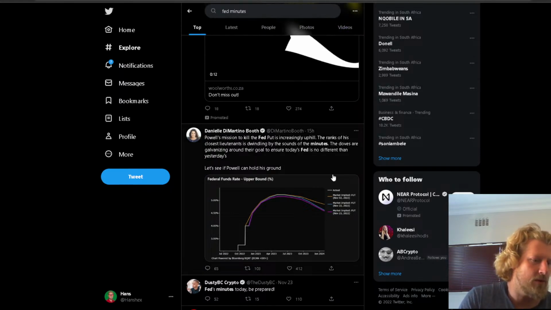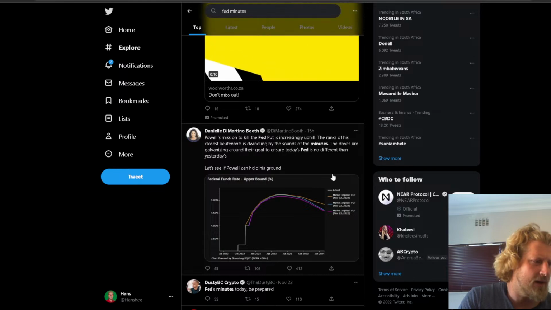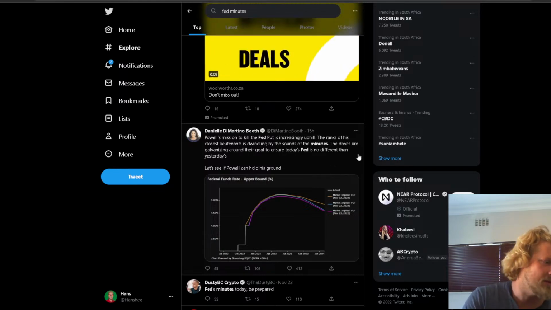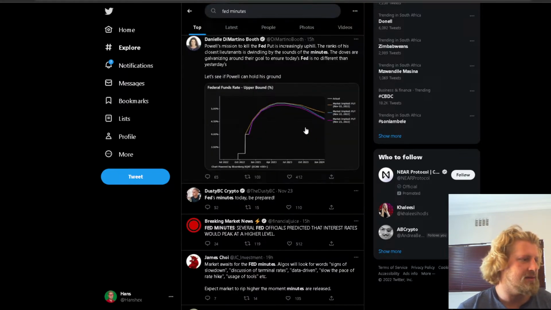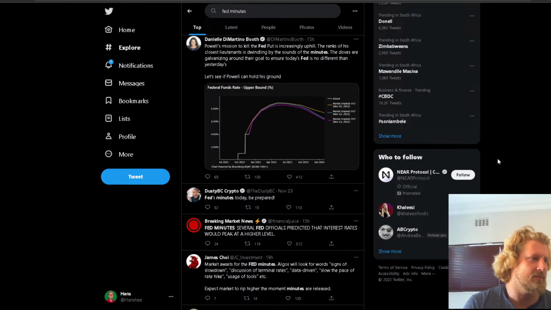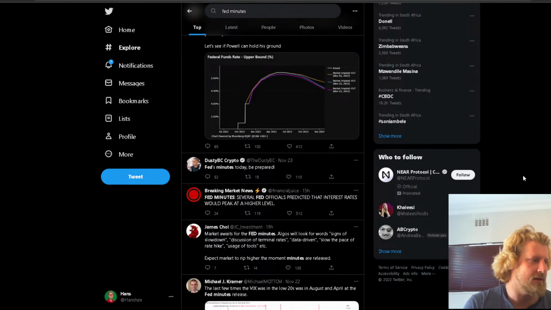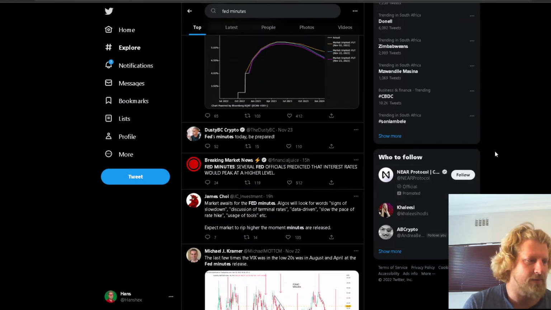The next market rate hike will be in December sometime. Powell's mission to kill the Fed put is increasingly uphill. The ranks of his closest lieutenants are dwindling by the sounds of the minutes. The doves are galvanizing around their goal to ensure today's Fed is no different than yesterday's. As they were very slow to hike rates and get inflation under control, I'm pretty sure they'll be very laggy this time as well, and they've probably gone a little bit too far already. We can already see the massive layoffs that are happening.